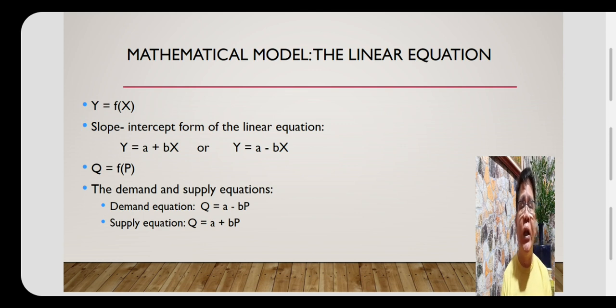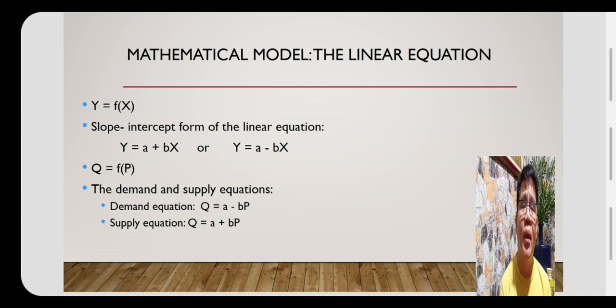Notice that the linear equation can have a positive or a negative sign of the slope. That's why we have here one equation which is introducing the positive slope and the other equation which is introducing the negative slope. Y is equal to a minus bx actually expresses that the relationship between y and x variables is inverse.